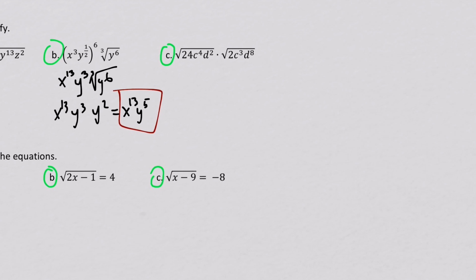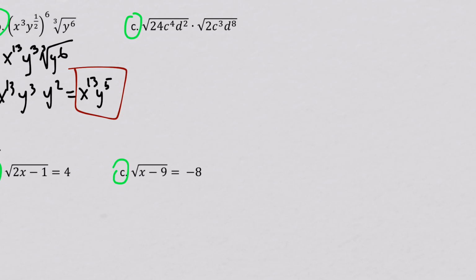Let's do C. What I'm going to do in this one is put the two radicals together, multiply them together. This is a multiplication, and you can do that as long as they have the same index, which they do. They're both square roots, right? So 24 times 2, that's 48. C to the 7th, 4 and 3. D to the 10th, which is 2 and 8. Square root. Don't forget the square root. Now, picture the index here. I'm going to write it in. It's 2. It's not written in when it's a square root, but there should be a 2 there.